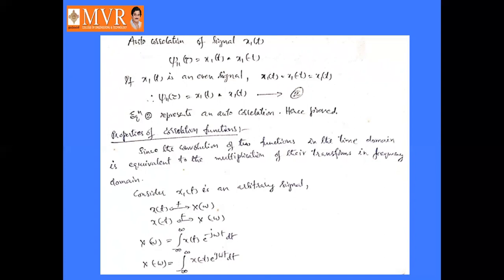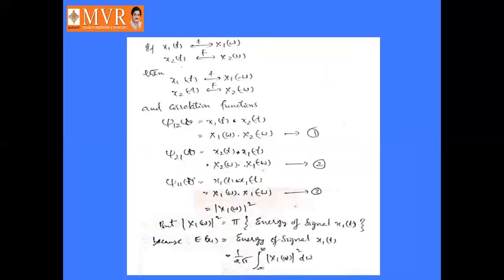Consider x of t, an arbitrary signal. Suppose the Fourier transform of x of t is X of omega, then the Fourier transform of x of minus t is X of minus omega. X of omega is nothing but the integral from minus infinity to infinity of x of t e power minus j omega t, which is the Fourier transform of x of t. Similarly, the Fourier transform of x of minus t, that is X of minus omega, is equal to the integral from minus infinity to infinity of x of minus t into e power minus j omega t dt, right?